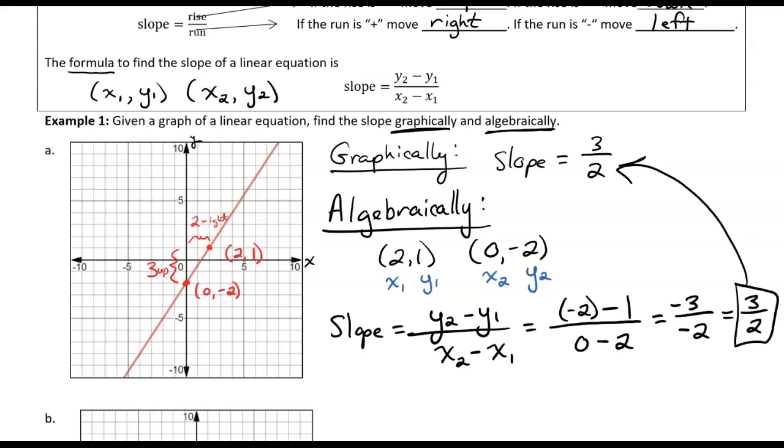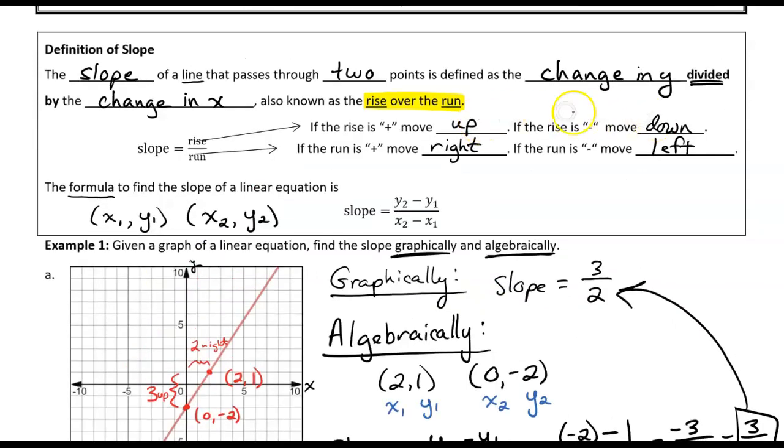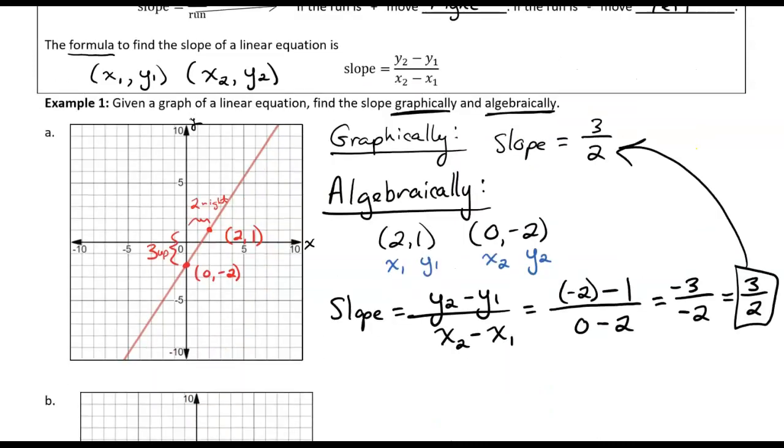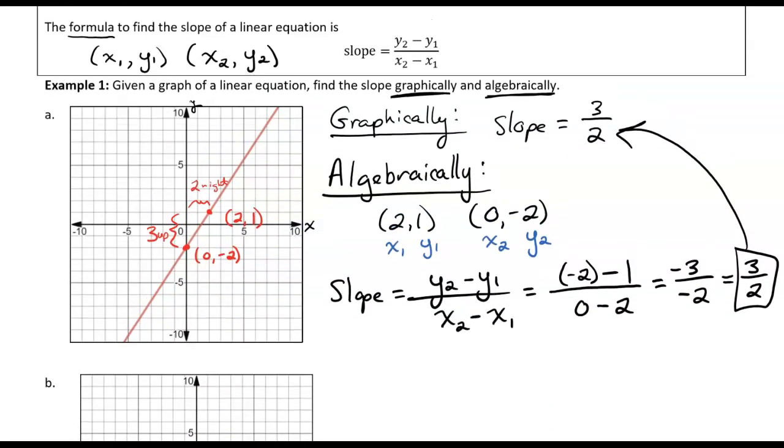So we're looking at slope to start us off. Remember that slope is rise over run. Depending on the sign of our rise and the sign of our run, we're either going to move up or down, or left and right. So let's look at example B.